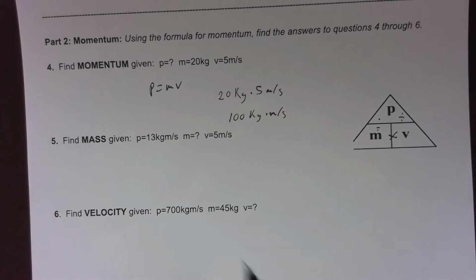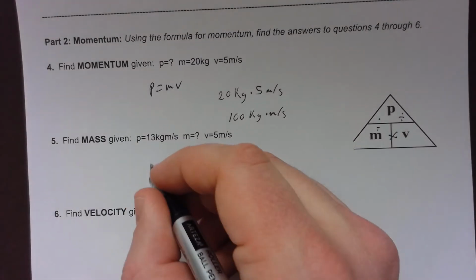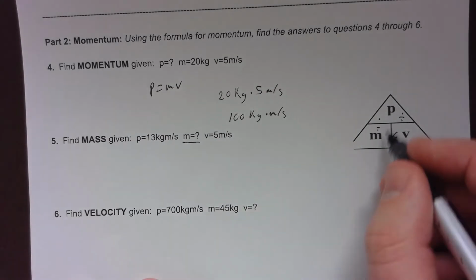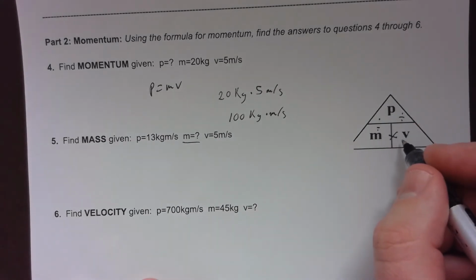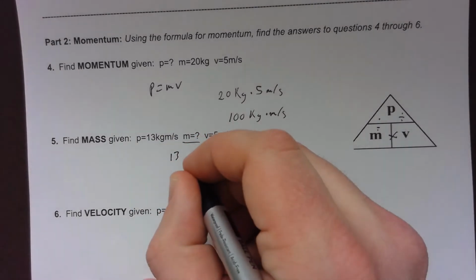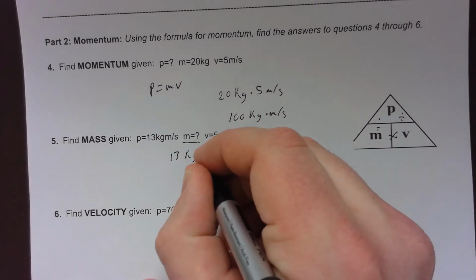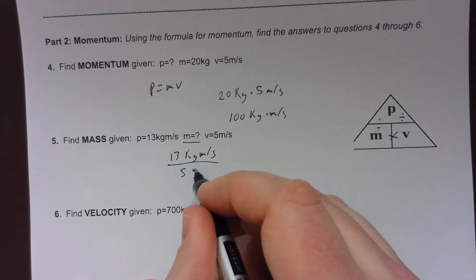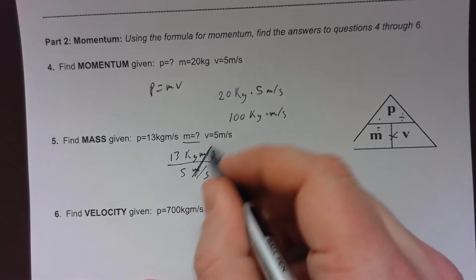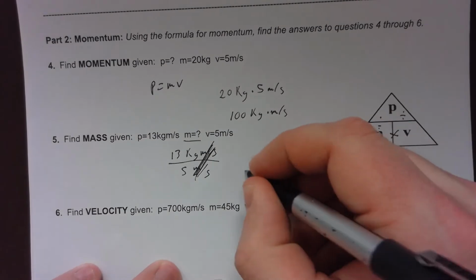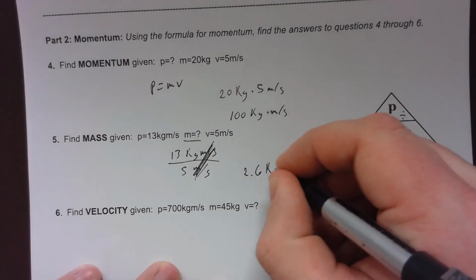So in this case, we have our momentum. We're just looking for our mass. So mass is going to be P divided by V. So our momentum is 13 kilograms meters per second divided by 5 meters per second. Meters per second cross out. So we have our 13 divided by 5 gives us an answer of 2.6 kilograms, because that's what's left over.